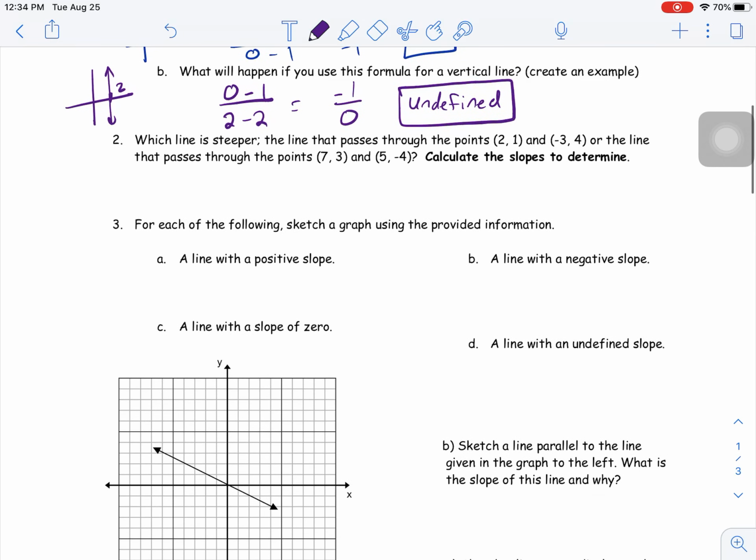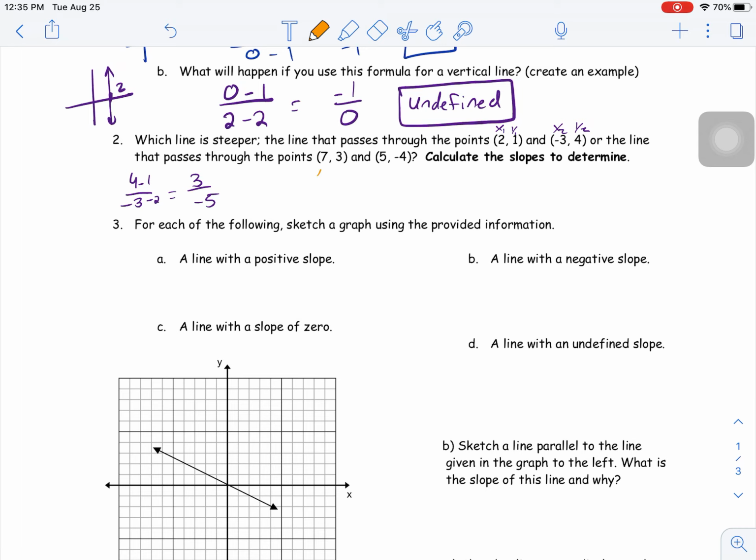All right. Which line is steeper? The line that passes through the points 2, 1 and negative 3, 4, or the line that passes through 7, 3 and 5, negative 4? So for this one, really, it's just asking, well, which one rises faster and or runs less. So to do this, we really just need to calculate the slope. So we have x1, a y1, an x2, and a y2 for both of these. So we're going to go 4 minus 1 over negative 3 minus 2. That's going to give us 3 over negative 5 for one of the slopes.